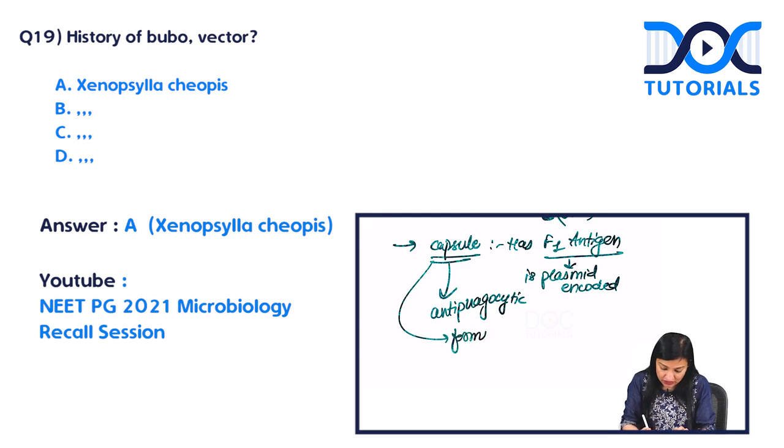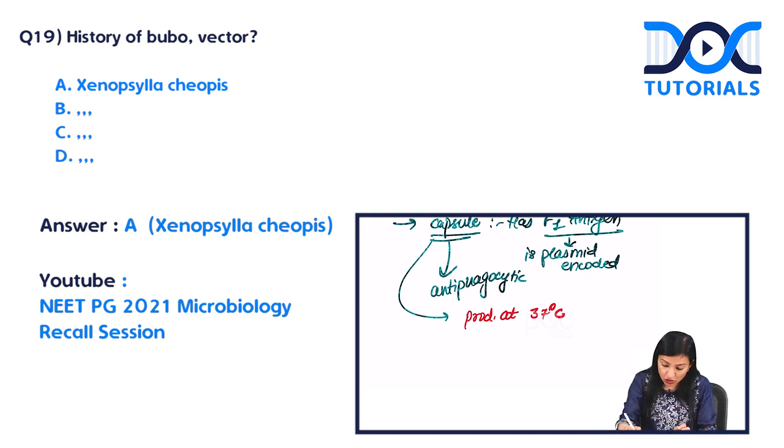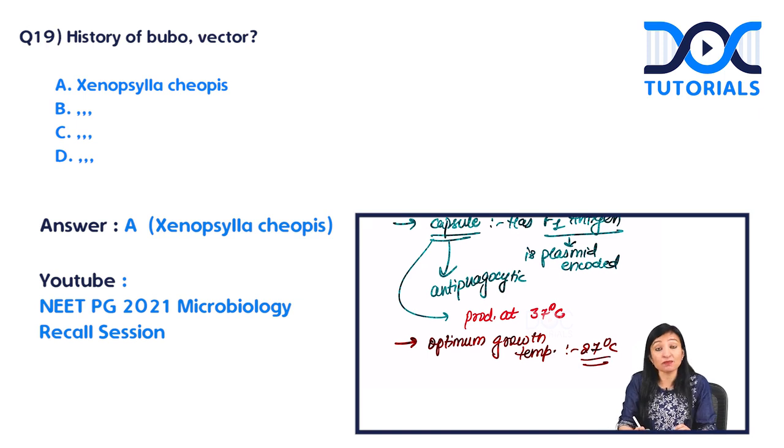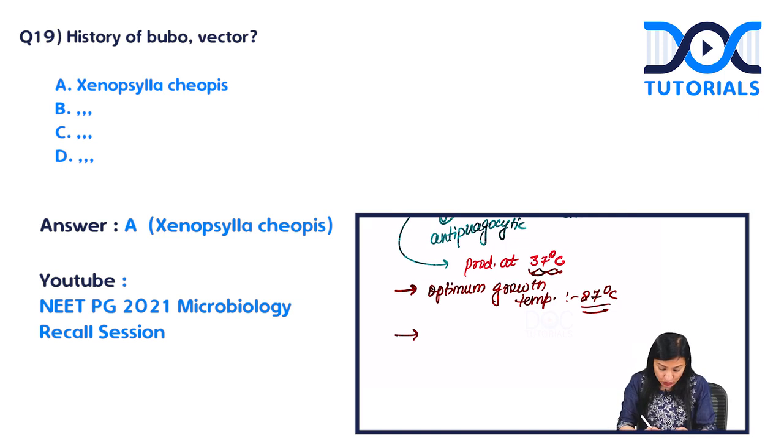And it is produced optimally at a temperature of 37 degrees Celsius, that is, at human body temperature. But the optimum temperature for growth of Yersinia pestis is actually 27 degrees Celsius. So the optimum growth temperature for the organism is 27 degrees Celsius, but the optimum temperature for capsule production is 37 degrees Celsius.